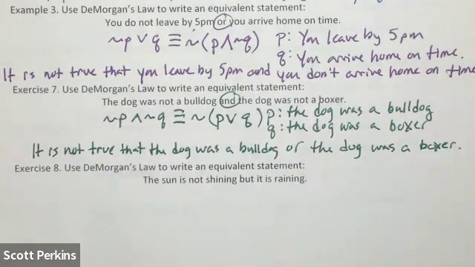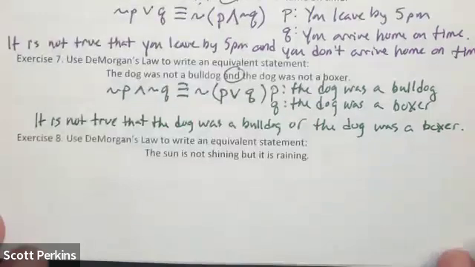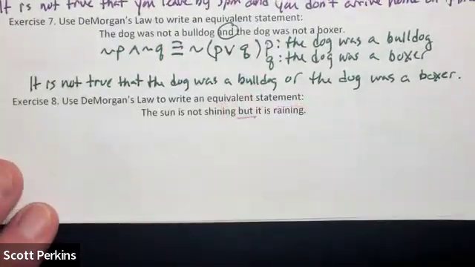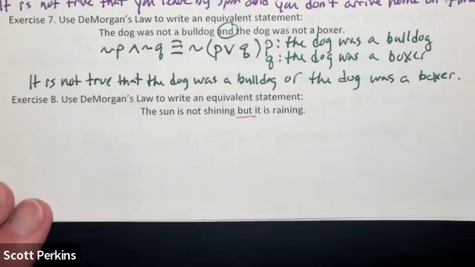All right, one more problem. So go ahead and push pause, do this one more time, using DeMorgan's law to write an equivalent statement to the sun is not shining, but remember, but is another form of the conjunction. It is raining.